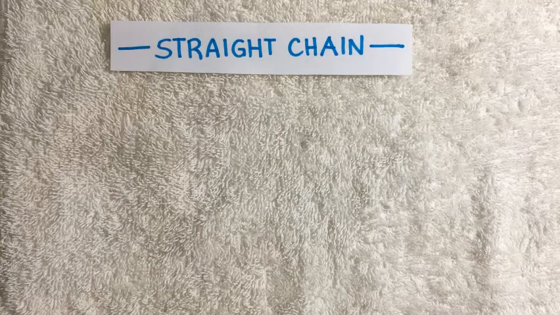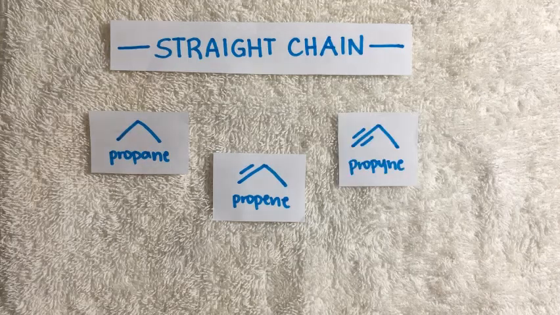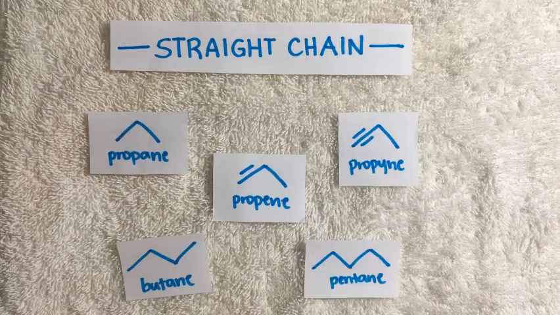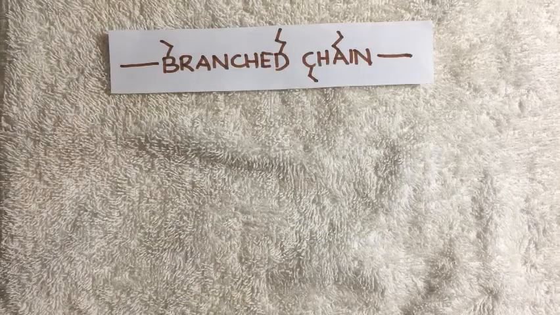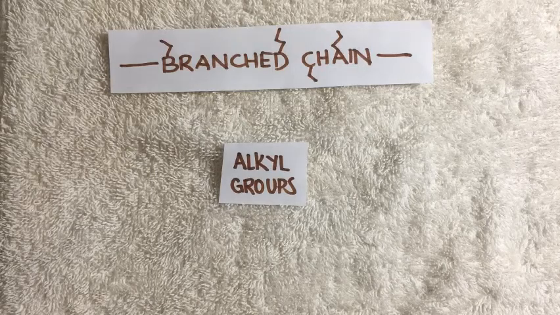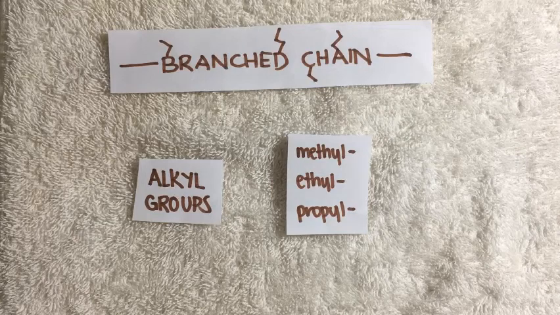Some examples of this are propane, propene, propyne, butane, and pentane. Branched chains, on the other hand, are those that have alkyl or substituent groups attached to the carbon in the parent chain. In naming these compounds, the alkyl groups are placed as a prefix to the parent chain's name, such as methyl, ethyl, propyl, and etc.